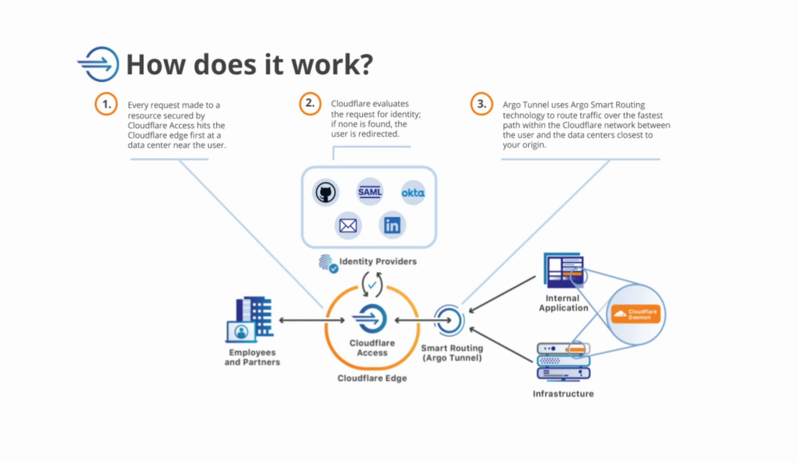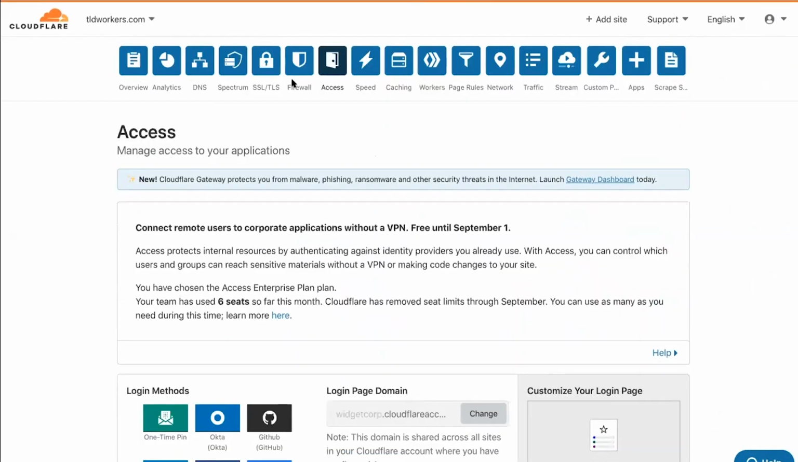So we're going to start with a real demo here. So the first thing we're going to do is actually create access policies. So here in the Cloudflare dashboard, I have a domain, tldworkers.com, which is using Cloudflare's authoritative DNS.